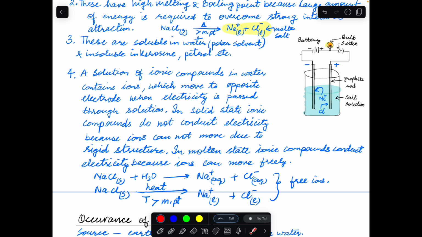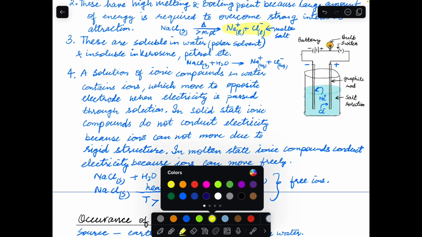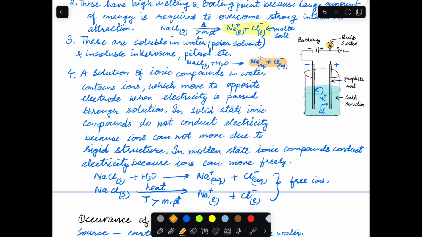So when we dissolve sodium chloride in water, we get sodium ion and chloride ion. How to write that equation? Here, NaCl solid, and when we dissolve this normal salt in water, we get Na plus ion and Cl minus ion, like in the previous case. But here these ions are surrounded by water molecules, therefore we write aqueous here. AQ stands for aqueous. But the idea is, again we are getting free ions in this case, not in liquid form, but in the aqueous form.